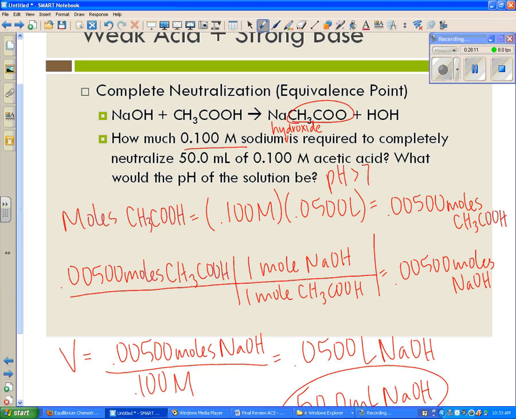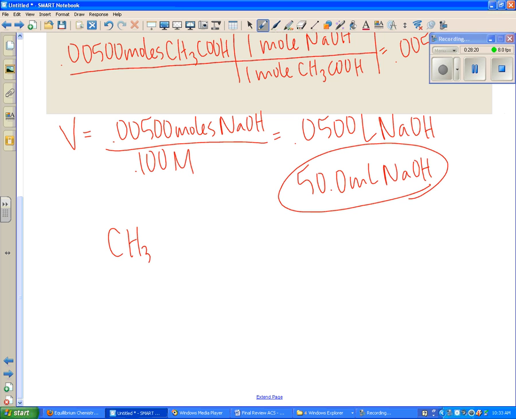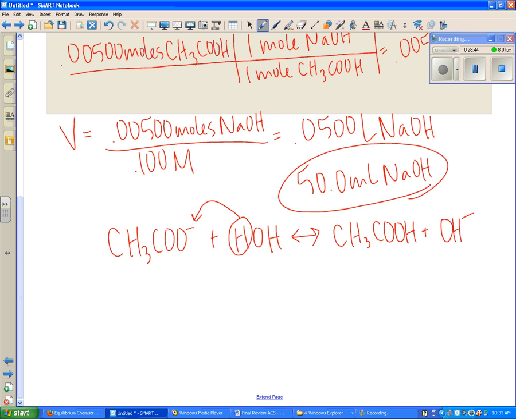Now, the acetate ion can react with the water because it's a conjugate base, and that's what will affect the pH at this point of the solution. So the acetate ion will react with the water. This is a conjugate base. It will act as a base. Bases accept hydrogen ions. It will accept a hydrogen ion from the water, forming CH3COOH and hydroxide ions. And the fact that when this reacts with water, hydroxide ions will be formed, is why the solution is slightly basic at the point of complete neutralization.